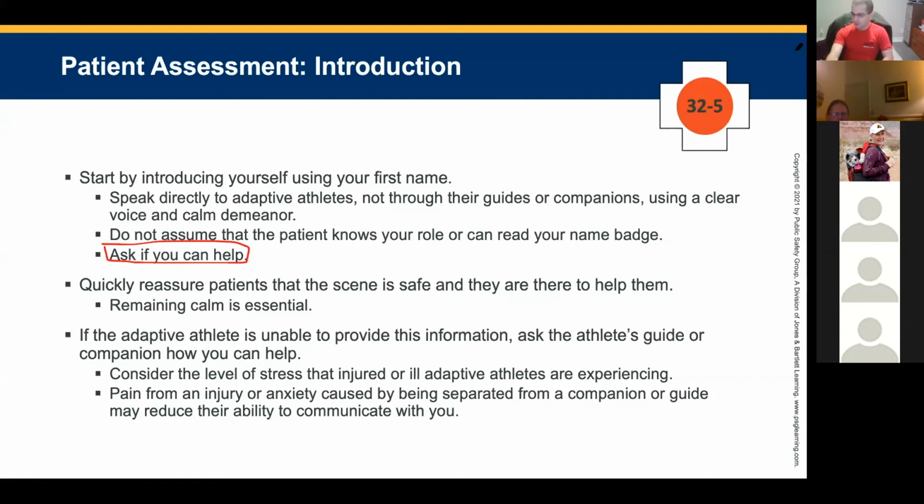We quickly want to reassure patients that the scene is safe and that we are there to help them. Remaining calm is essential. If the adaptive athlete is unable to provide this information, we want to ask the athlete's guide or companion how we can help. We want to consider the level of stress that the injured or ill athlete is experiencing. Pain from an injury, or anxiety caused by being separated from the companion or guide, may reduce their ability to communicate with you.